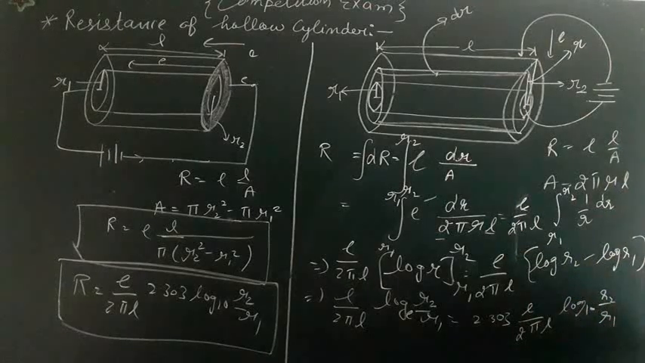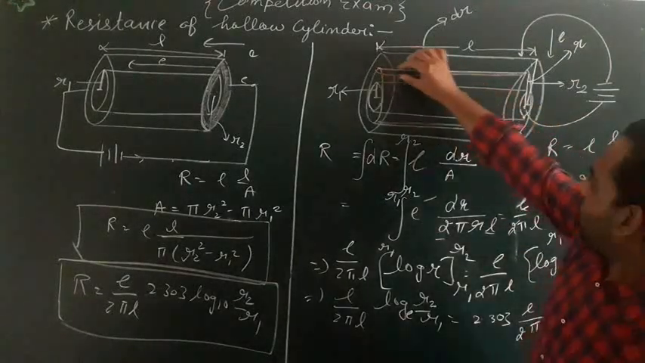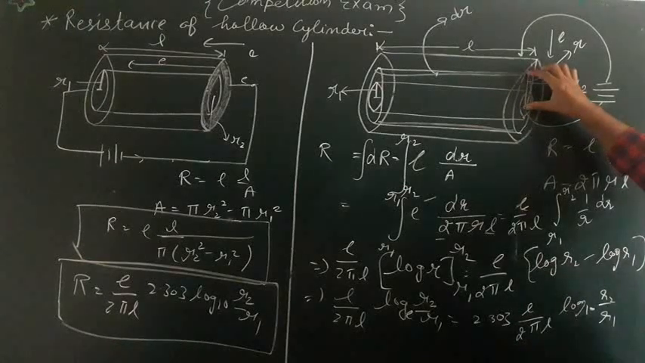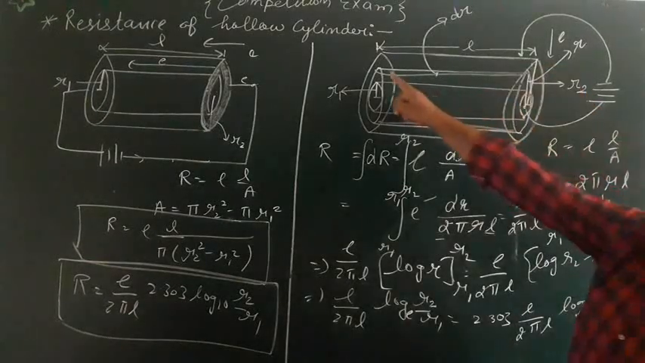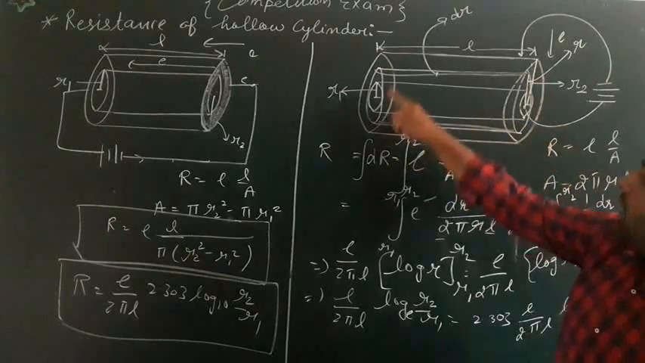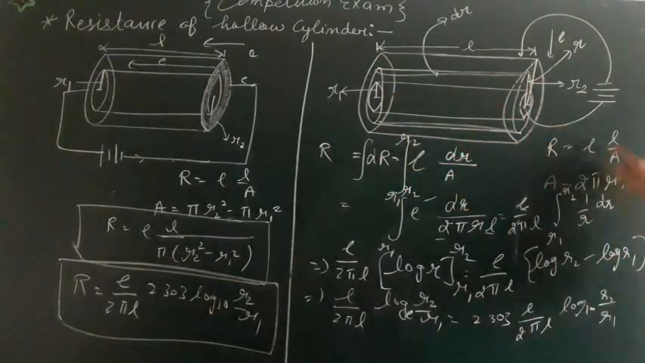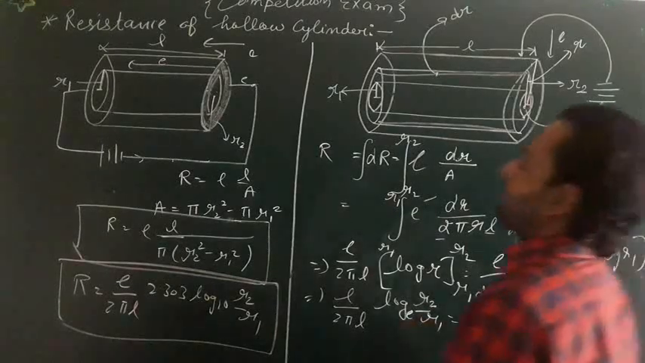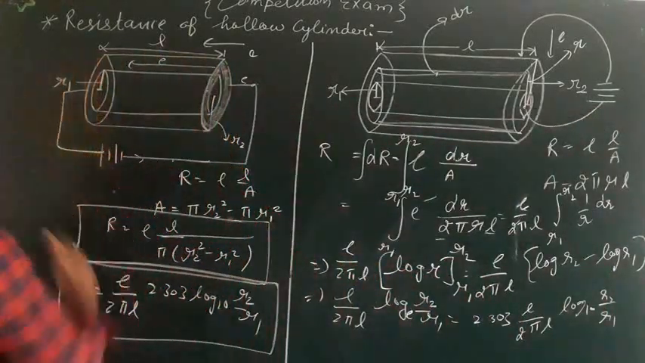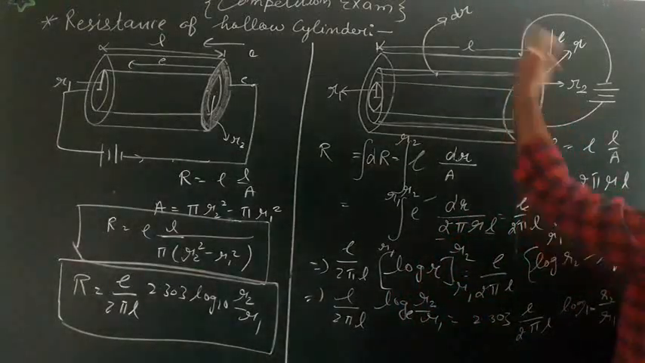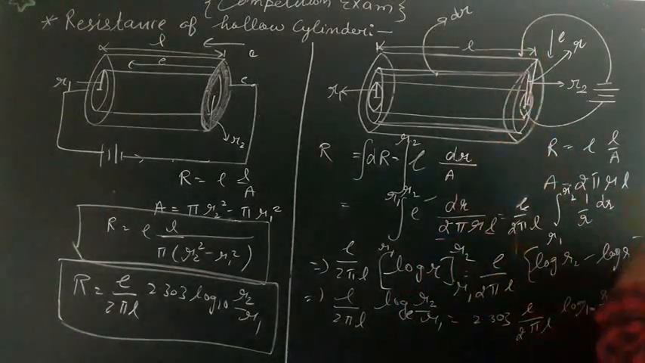So again I am repeating: first we consider a small thickness dx at a distance R from the center of the hollow cylinder. We have to find the resistance for this part and we will integrate from R1 to R2. So what is the resistance? R is equal to rho L by A. In that case electrons are moving from this end to this end. But in this case electrons are moving from the outer to inner or inner to outer, depending on which terminal the battery is connected to.